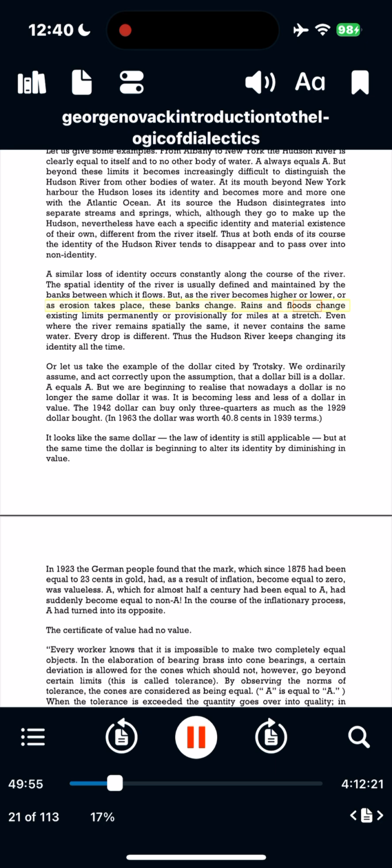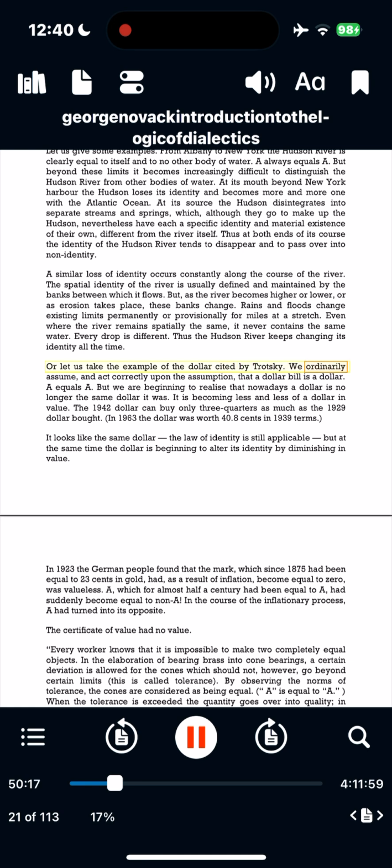Rains and floods change existing limits permanently or provisionally for miles at a stretch. Even where the river remains spatially the same, it never contains the same water. Every drop is different. Thus the Hudson River keeps changing its identity all the time. Or let us take the example of the dollar cited by Trotsky.